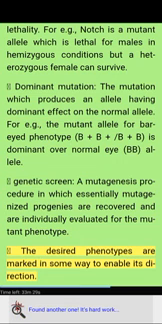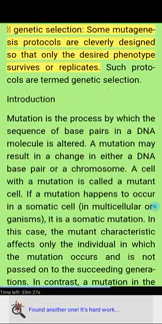Genetic screen: a mutagenesis procedure in which mutagenized progenies are recovered and individually evaluated for the mutant phenotype. The desired phenotypes are marked in some way to enable their detection. Genetic selection: some mutagenesis protocols are cleverly designed so that only the desired phenotype survives or replicates. Such protocols are termed genetic selection.